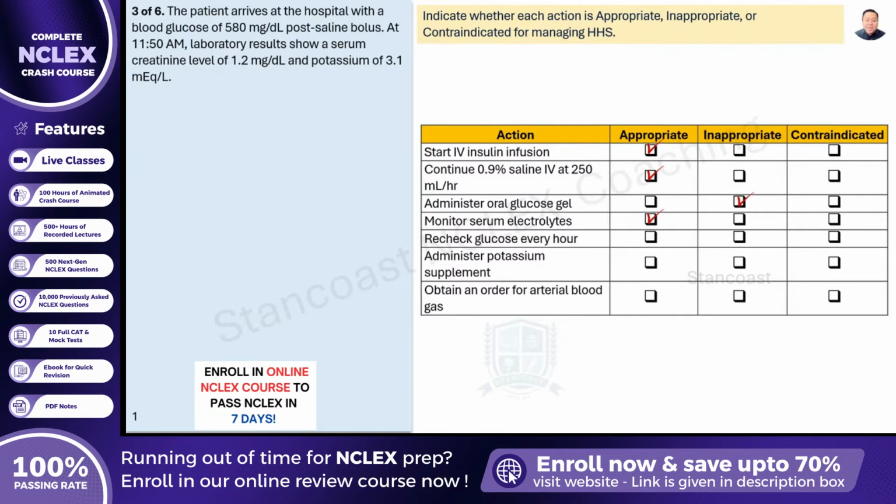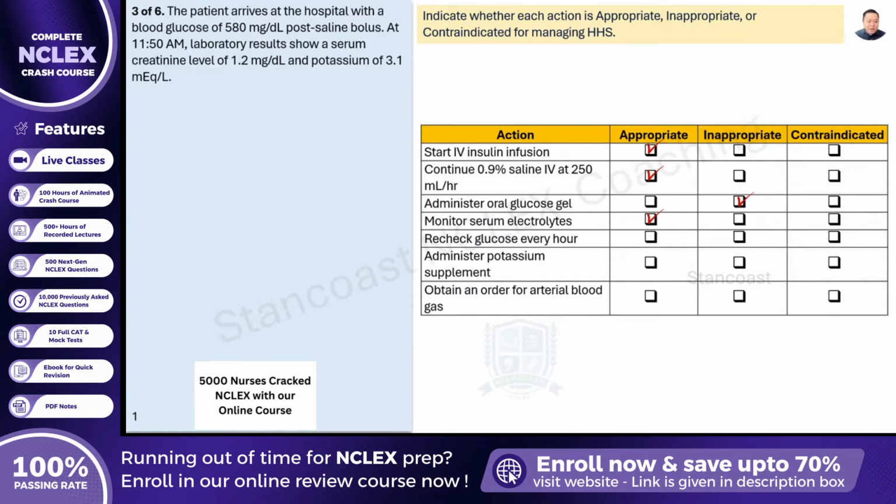Now, in the scenario, it said that the patient's potassium is 3.1. And remember, when insulin is started, it will push even more potassium into the cells. So the more that it can lead to hypokalemia. So you have to be careful when you're administering the insulin this time. So you have to regularly check the patient's electrolyte counts as ordered to prevent complications like arrhythmias, muscle cramps, and respiratory weakness. So you pay attention to the hypokalemic manifestations.